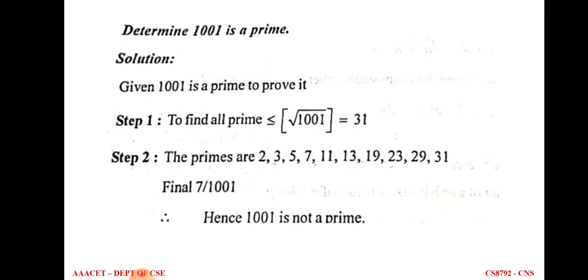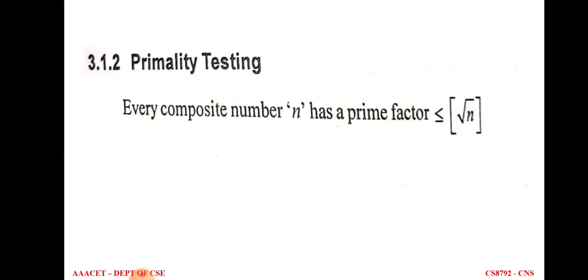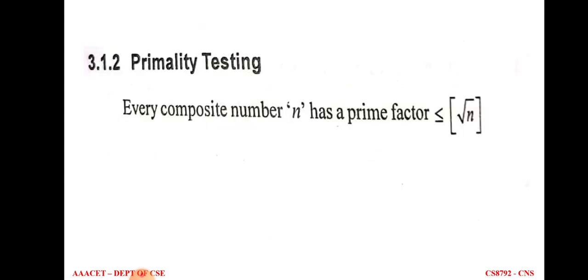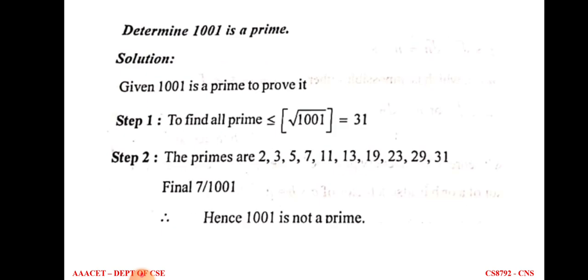So in the second step, we will write all the prime numbers which are less than or equal to 31, because that is the condition: every number has a prime factor less than or equal to root n. So we have to write all the prime numbers up to 31. We'll start from 2, 3, 5, 7, 11, 13. Here you can see we are writing 29 and then 31, because the condition is less than or equal to. So it is equal to root n, and 31 is also a prime number.